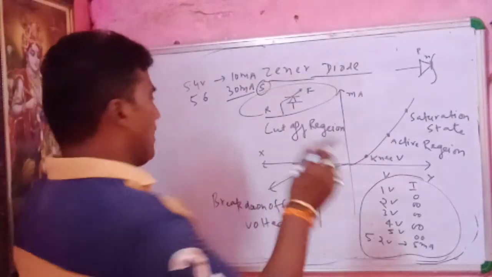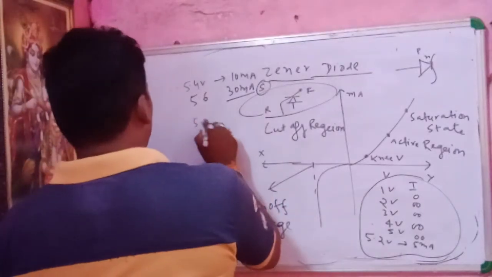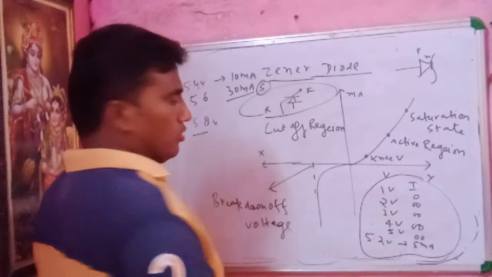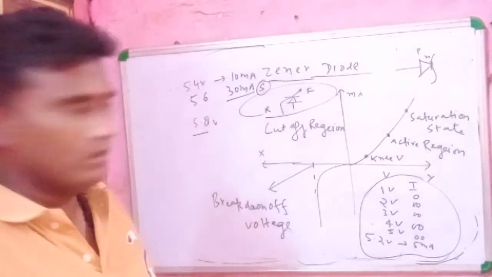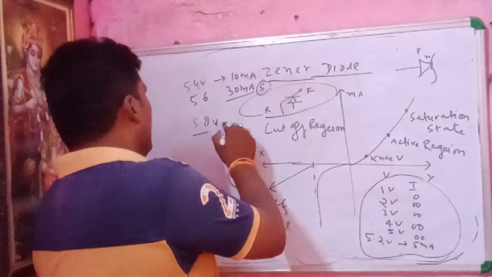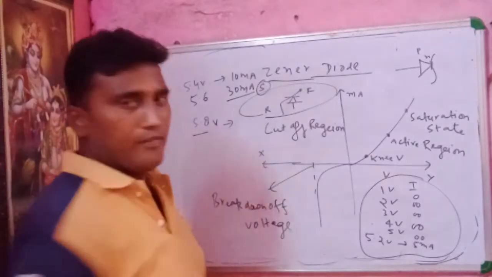And what is the cutoff region? That is at approximately 5.8 volt. The total amount of work done is 0 and no current flows in the device. That is known as the cutoff region and breakdown voltage.